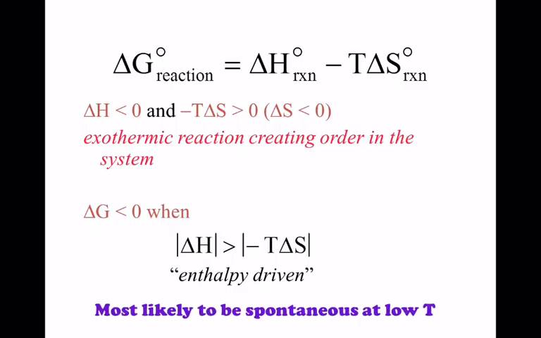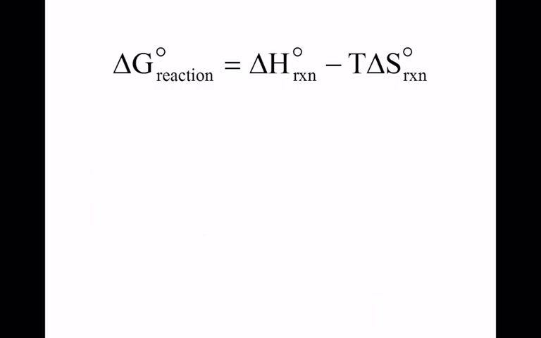Oh, one more thing. Notice that this is most likely to be the case if your temperature term, your absolute temperature, is pretty small. Then the product of T delta S is going to be kind of small, and then it can be enthalpy driven like that. Okay. Here is the third of 4.